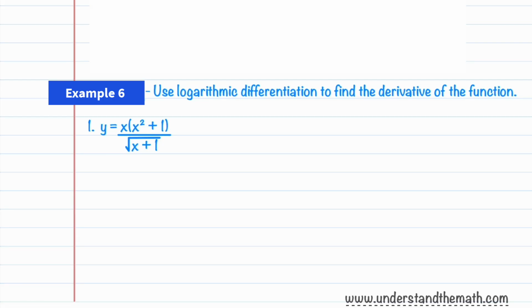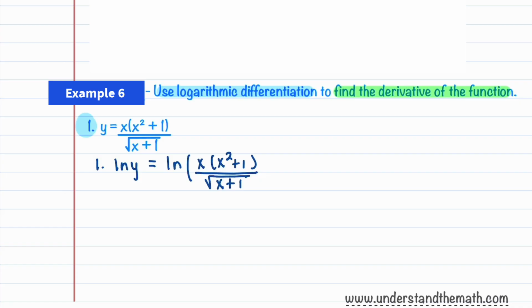Let's now walk through 2 examples where we are going to use logarithmic differentiation to find the derivative of the given function. The first function that we're given is y is equal to x times x squared plus 1, all divided by the square root of x plus 1. Our first step is to take the natural log of both sides of the equation. So we have ln y on the left, and on the right we have ln of x times x squared plus 1, all divided by the square root of x plus 1.